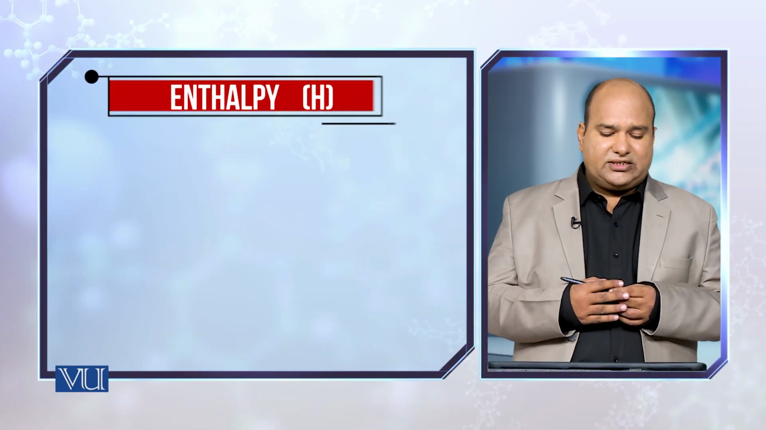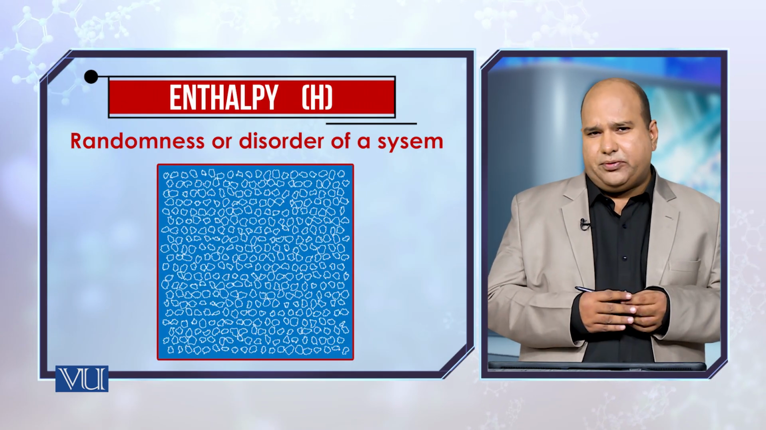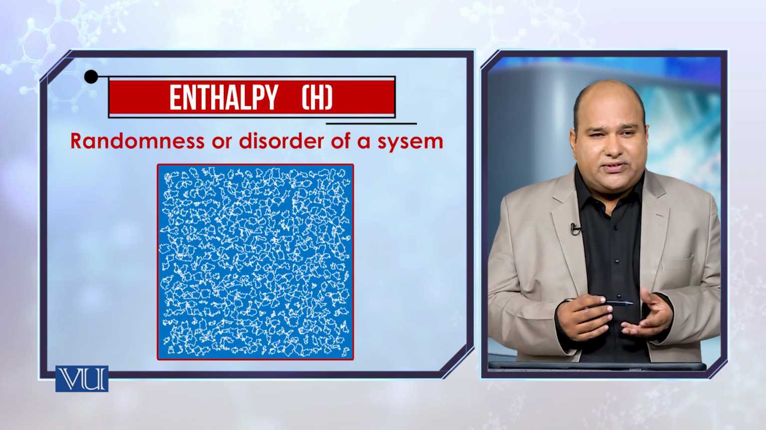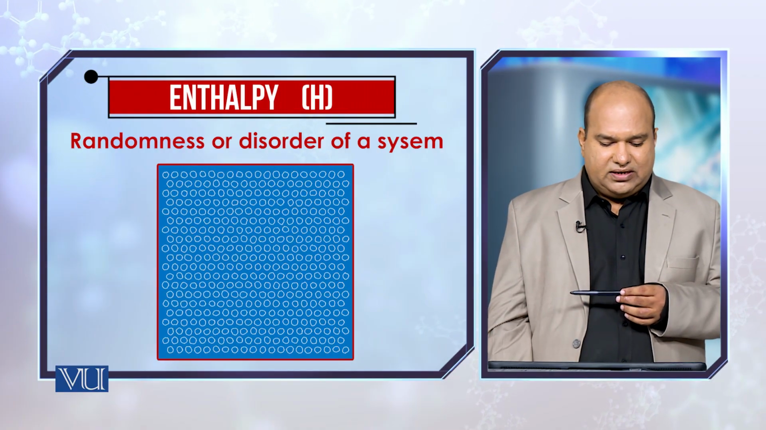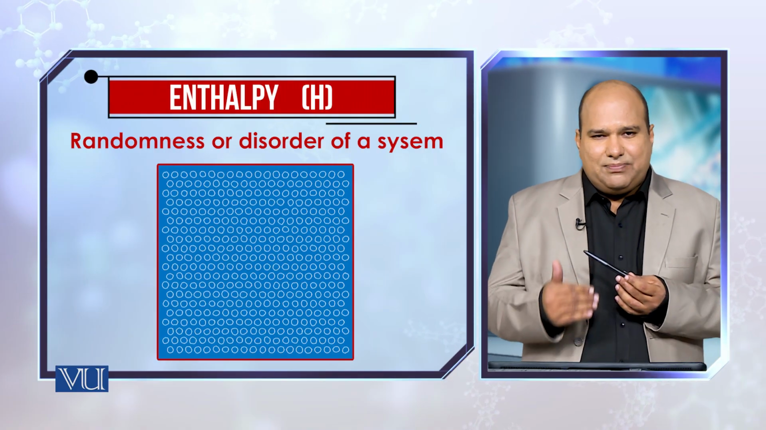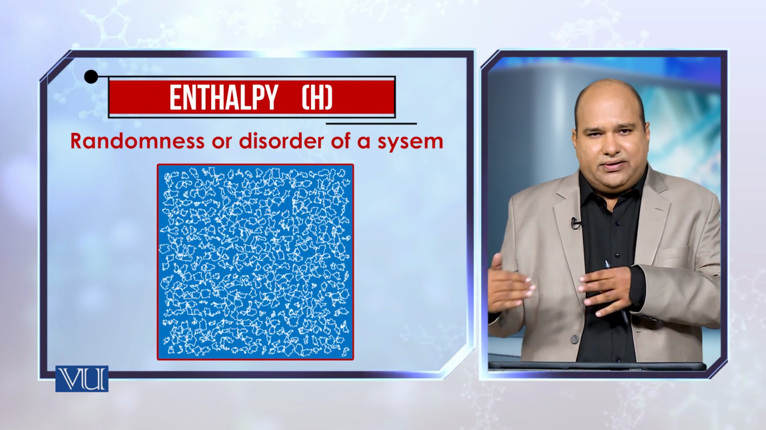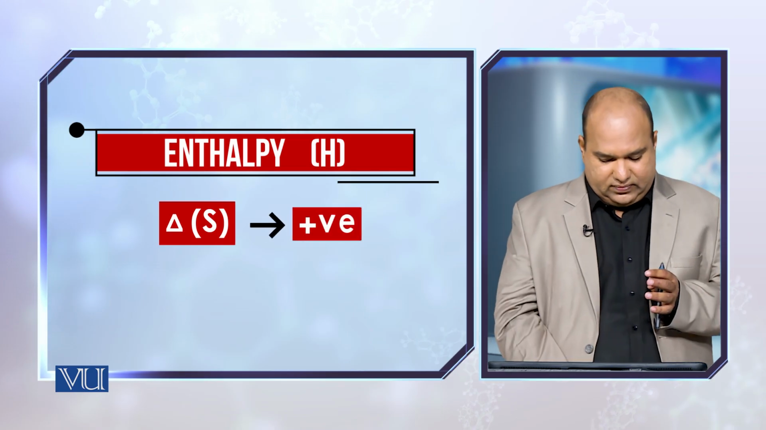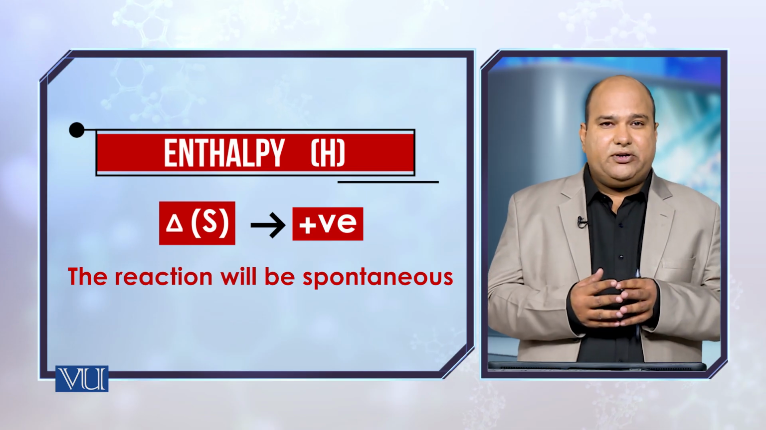Then let us move to the next term, a very vague term, a little bit difficult for the students to understand, but let me tell you, it is a very important and very interesting term, that is entropy. Entropy refers to the randomness or disorder of a system. If you can see this animation, things are moving from very simple organized things to very complex arrangement. There is a disorder which is going on increasing, and that is entropy. If entropy is positive, the reaction will be spontaneous. If the entropy is negative, the reaction will be non spontaneous.